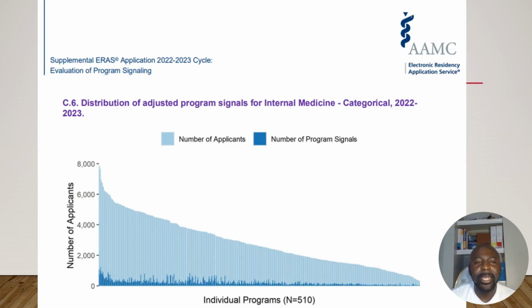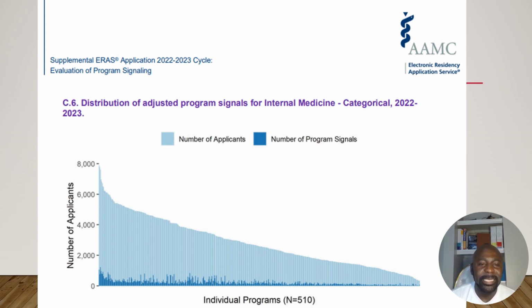Okay, this is another table that kind of gives us an idea of the number of applicants and the number of signals that were sent. This is for internal medicine. Again, I'm internal medicine, so I focus more on internal medicine. So this is for internal medicine for 2022 to 2023. That's the 2023 March. So in light blue, you see the number of applicants, and in dark blue, you see the number of signals that were sent to those programs.